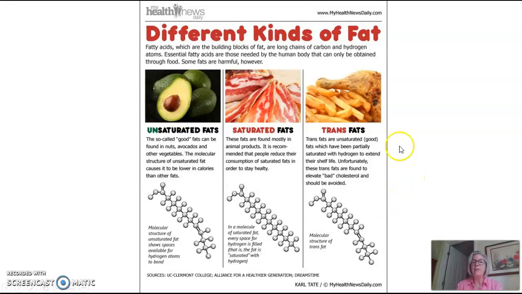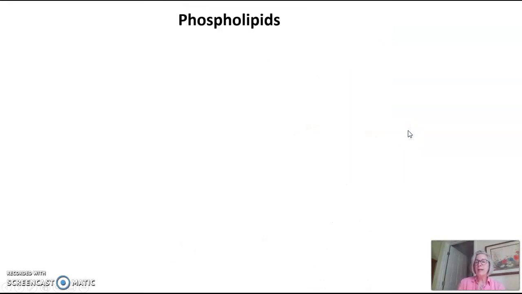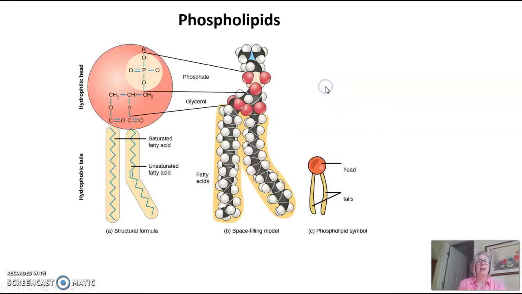And so now any food that has trans fats in it has to have it clearly labeled on its label because they have been found to be so unhealthy. The next lipid I want to talk about are phospholipids.